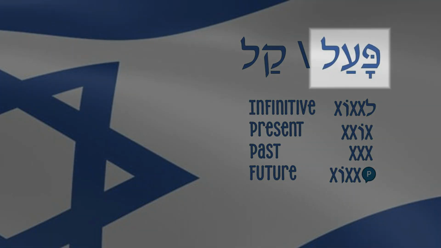Now for past tense, and remember this is true for all of the binyanim, you're just going to listen to the sound of the name of the binyan. So we've got pa'al, we're going to have a.